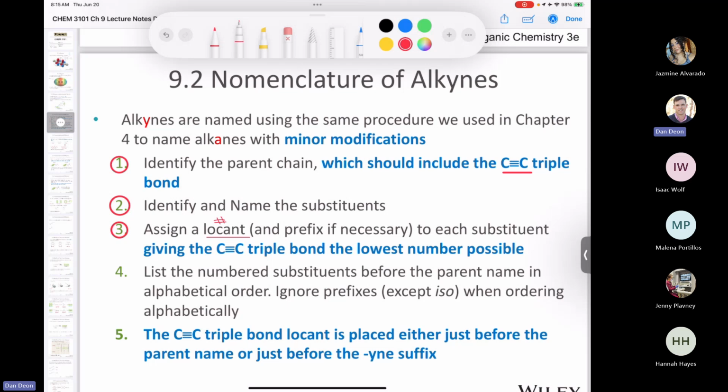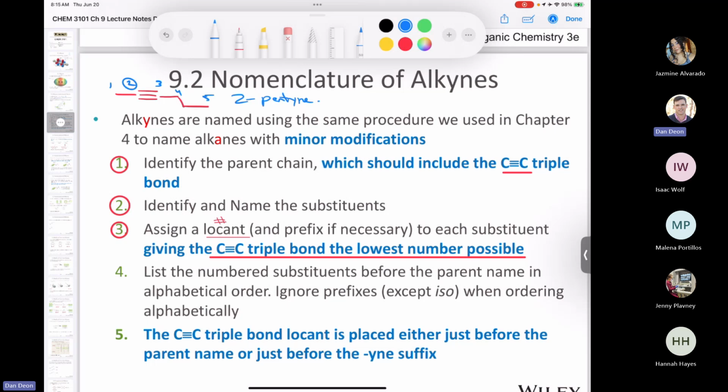And the rule that we follow is we give the carbon-carbon triple bond the lowest possible number, okay? So when we're numbering our carbon chain, let's say we have something like this, 1, 2, 3, 4, 5, the first number on the carbon of the triple bond is the number that we use to provide a locant for our triple bond. So this compound would be 2-pentyne, okay? So it'd be 2-pentyne, or you could call it pent-2-yne.